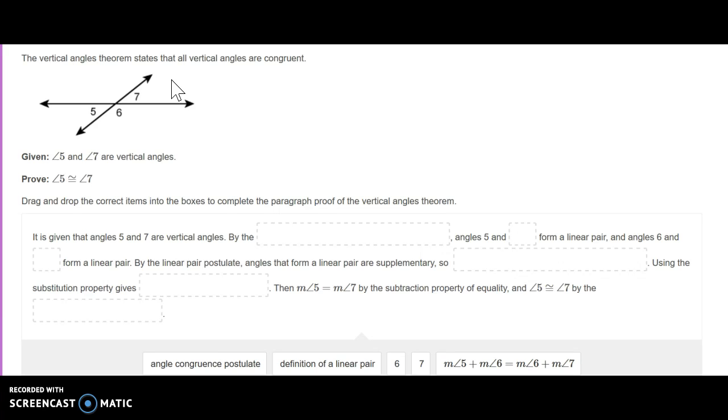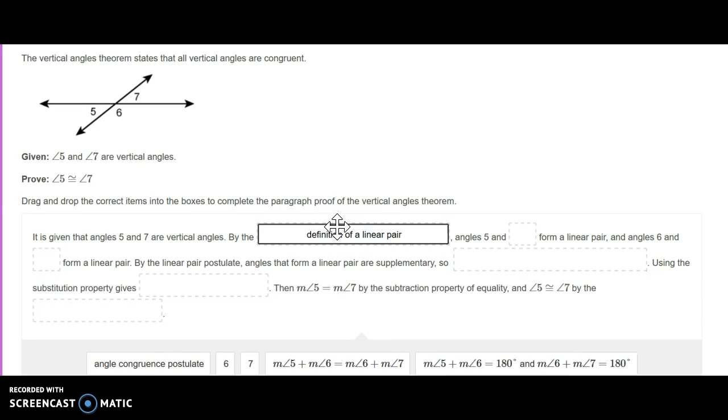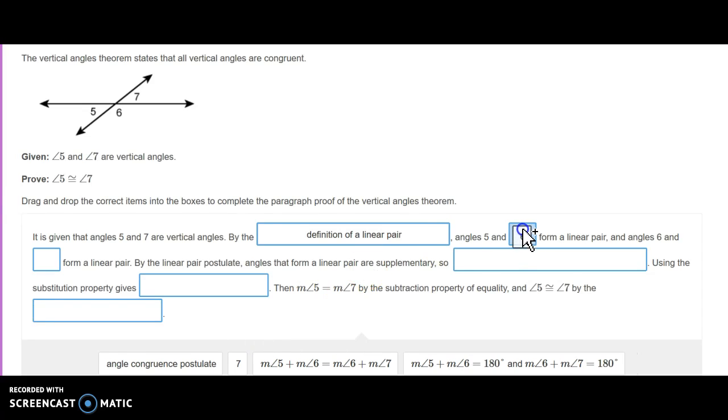then by the blank, angles 5 and blank form a linear pair. So we see that linear pair word. So we know this is the definition of a linear pair, but what forms a linear pair with angle 5? Linear pair are two angles that make a straight line when they're joined together. So angle 5 and 6 make a linear pair. They lie on the same line, 5 and 6. So that is angle 6, goes there.